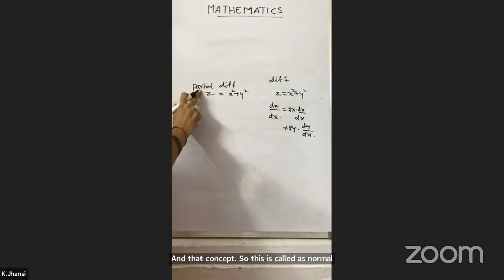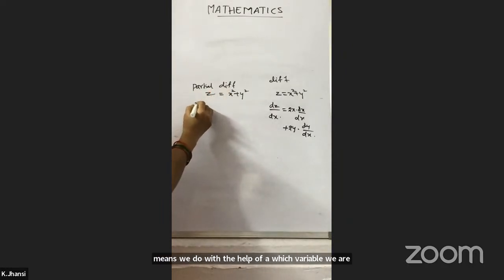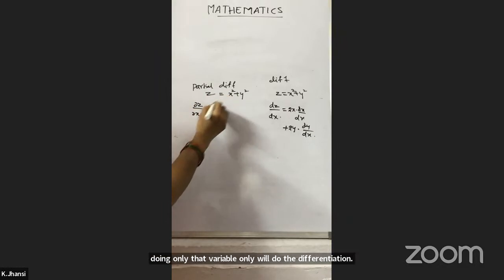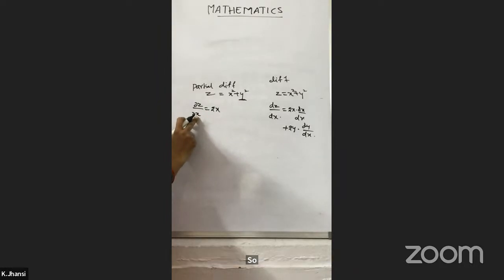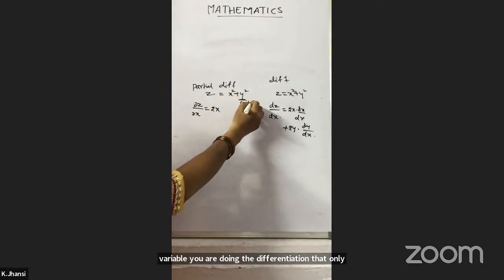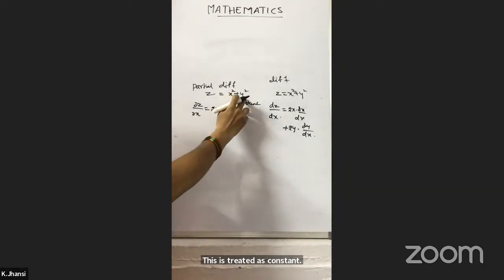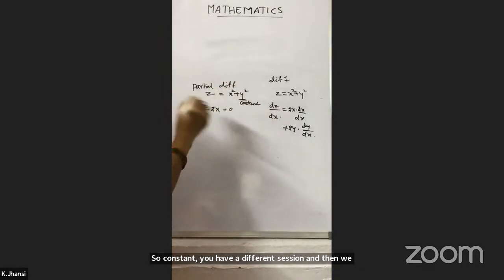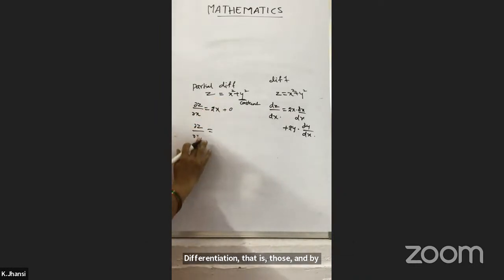Here partial differentiation means we'll do with the help of which variable we are doing, only that variable only will do the differentiation. So dou z by dou x means x square differentiation is 2x. So this in the denominator with the help of which variable you are doing the differentiation, that only will be treated as variable. This is treated as constant. So constant యొక్క differentiation ఏంటి అంటే 0. అంటే we'll take other variable as 0. Next we'll do one more time differentiation, that is dou z by dou y.